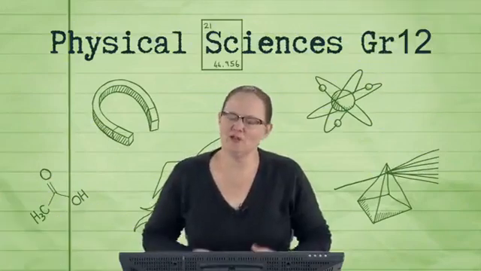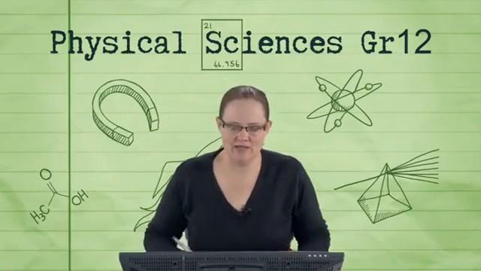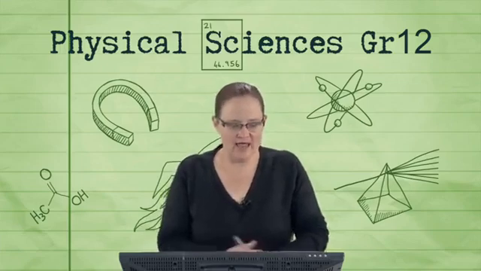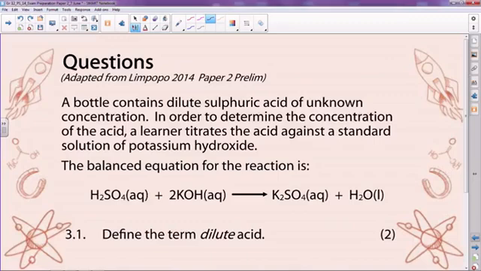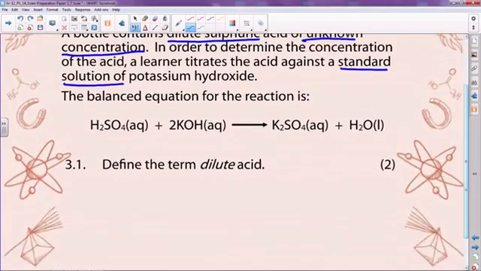All right, grade 12s, last little bit, okay? So now we're going to look at acids and bases. I'm going to dive straight in there. Bottle contains dilute. That's probably important. Dilute sulfuric acid of unknown concentration. Oh, I can hear the groans. In order to determine the concentration of the acid, the learner titrates the acid against a standard solution of potassium hydroxide. They give us the balanced equation. Yay, we like that. And the very first thing they ask us is to define the term dilute acid.